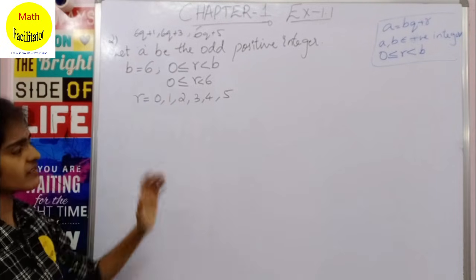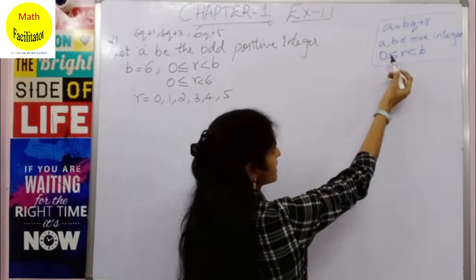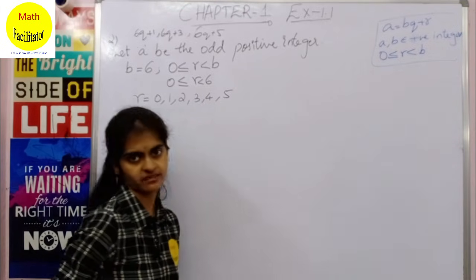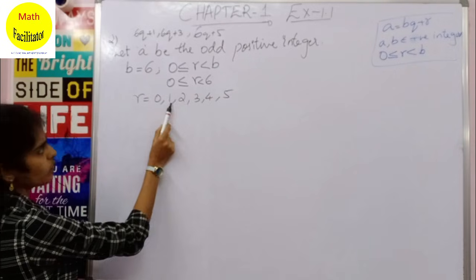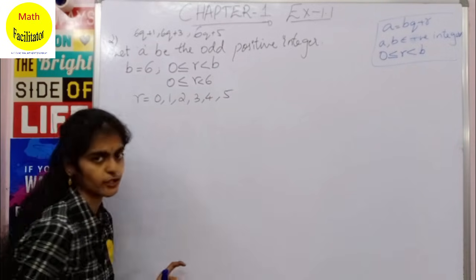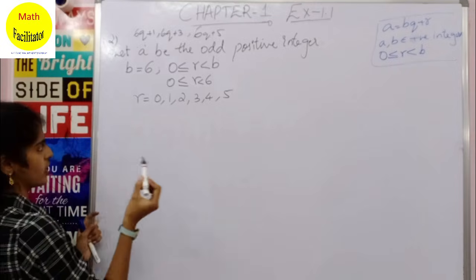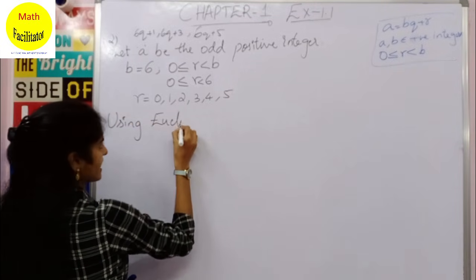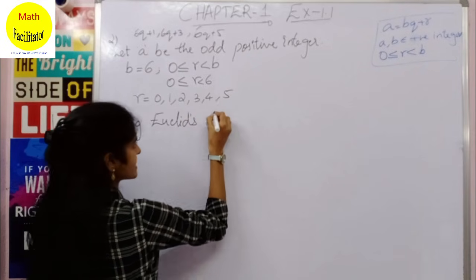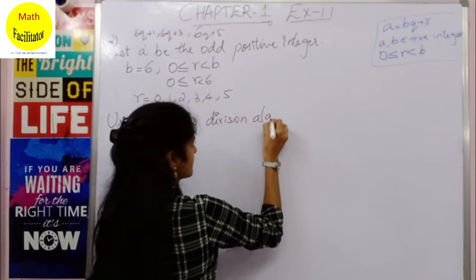And what is the value of r? You know that r is either equal to 0 or it is between 0 and b. Here b is 6, so r can take values 0, 1, 2, 3, 4 and 5. You will stop at 5 because r is less than 6. So now using Euclid's division algorithm, let us write it in this form.